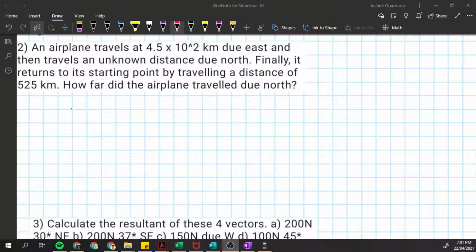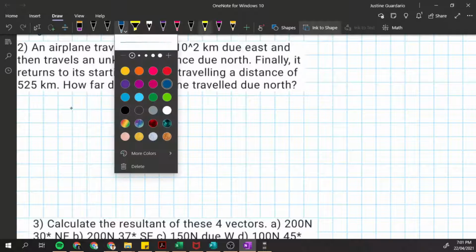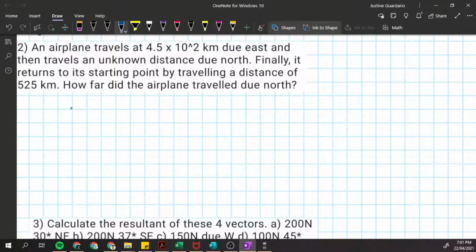So, the first thing we need to do here is let's visualize the problem, then what is being asked. So, for example, okay, I make my basis for my coordinate system. Okay, we know this is the east. I have here the east. I have here the north, the south, and the west.